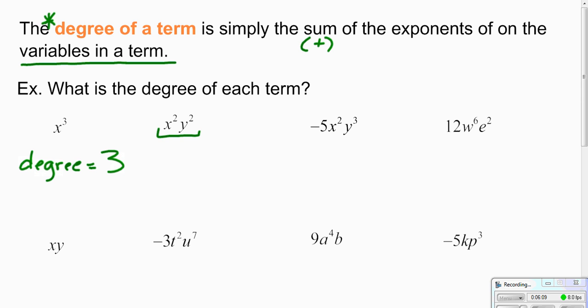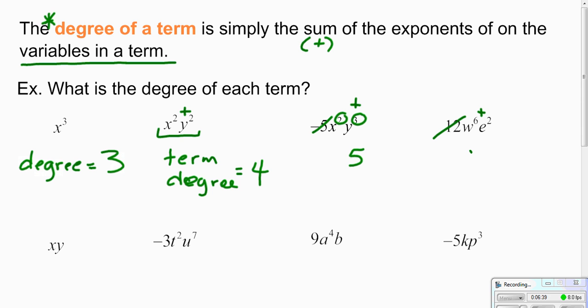When we look at the second example, we have squared and squared, so we need to add. So this term has a degree of 4. We need to add the exponents. When we go to the next example, we don't worry about the coefficient. We only look at the variables. So we have a degree of 5. Again, ignore the coefficient when we're looking for the degree, and we have a degree of 8.